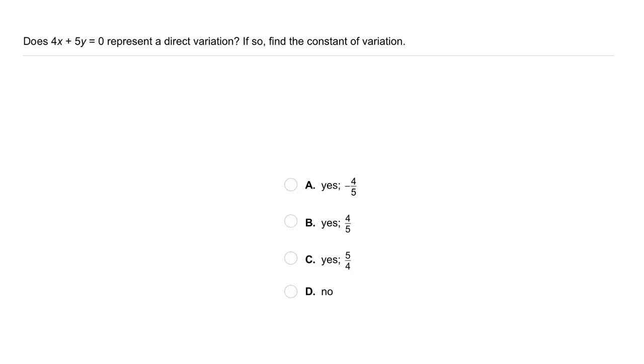Your turn. Does 4x plus 5y equals 0 represent a direct variation? If so, find the constant of variation.